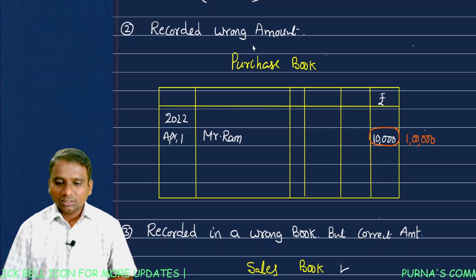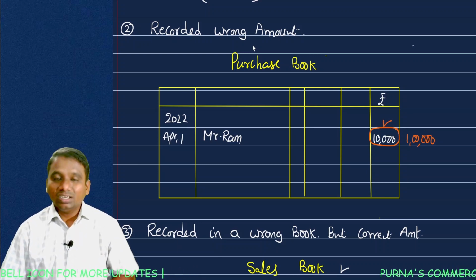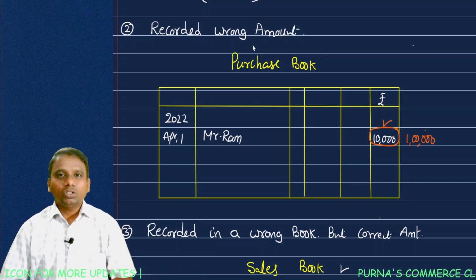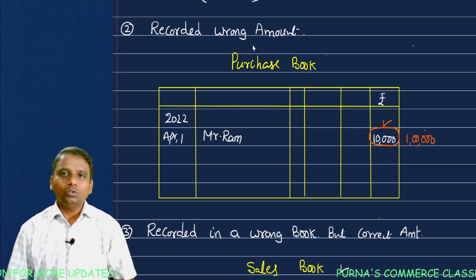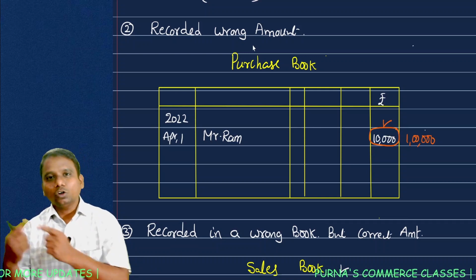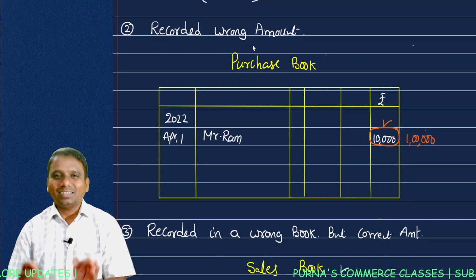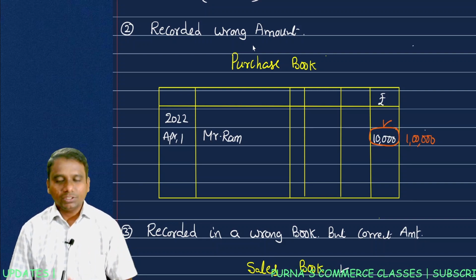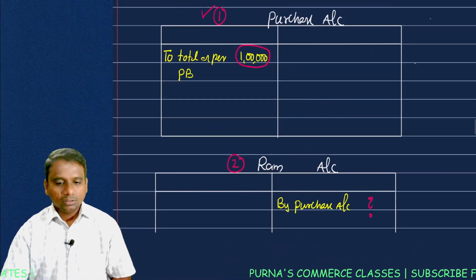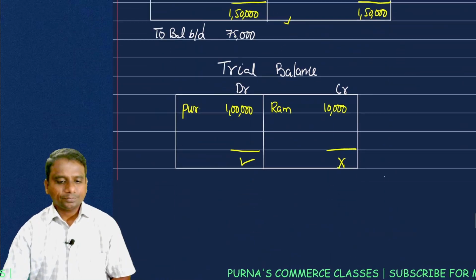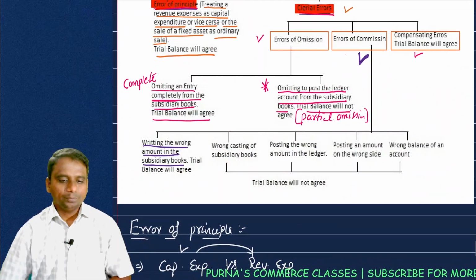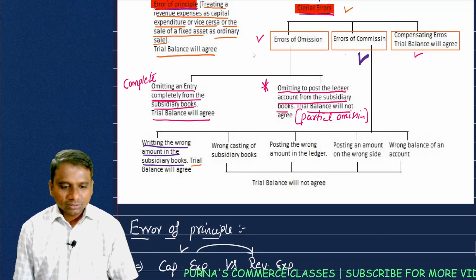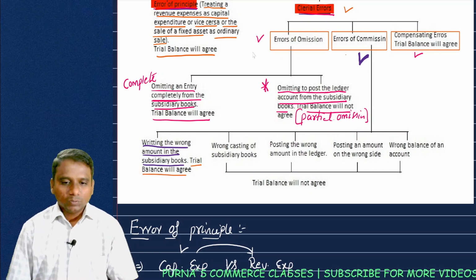Why? Because in the subsidiary book how much amount did you write? 10,000. So automatically the posting also we give as 10,000. So automatically there is no effect on the trial balance. I hope you understood this. Next one. So our trial balance will agree. Next one.